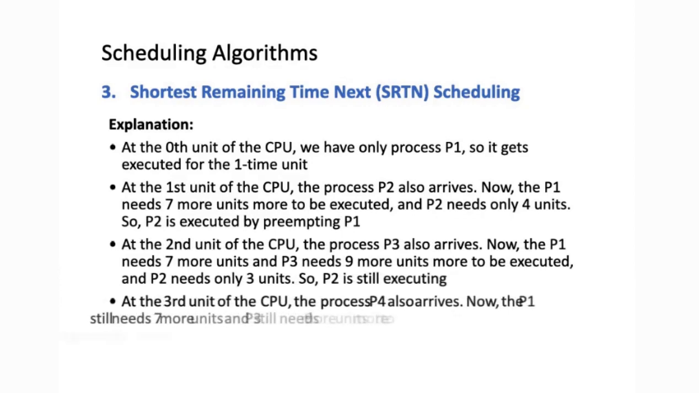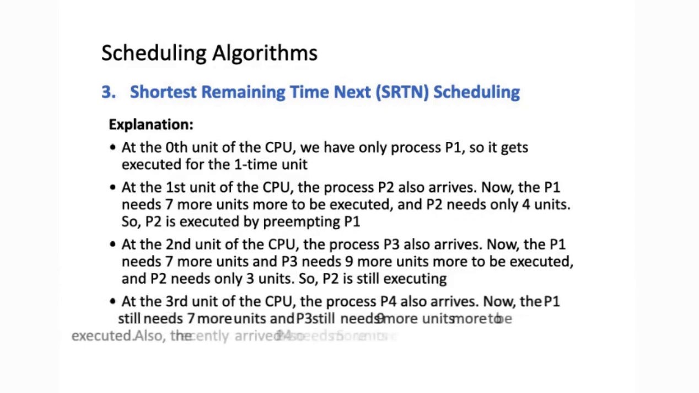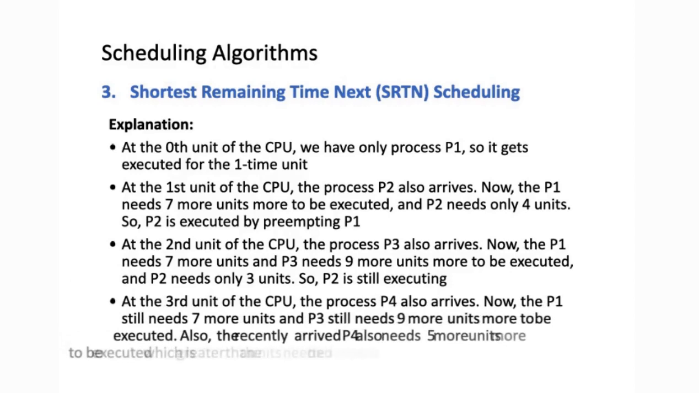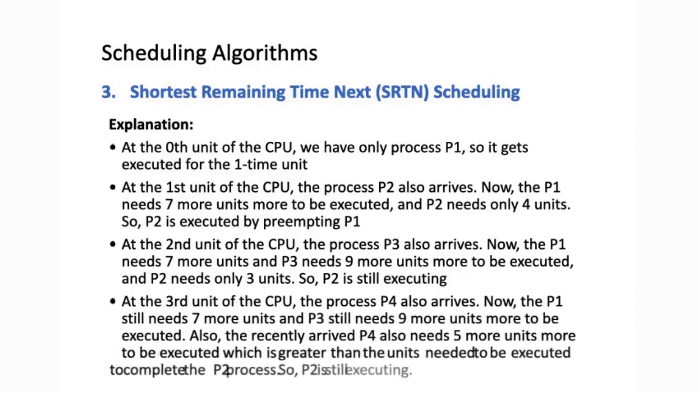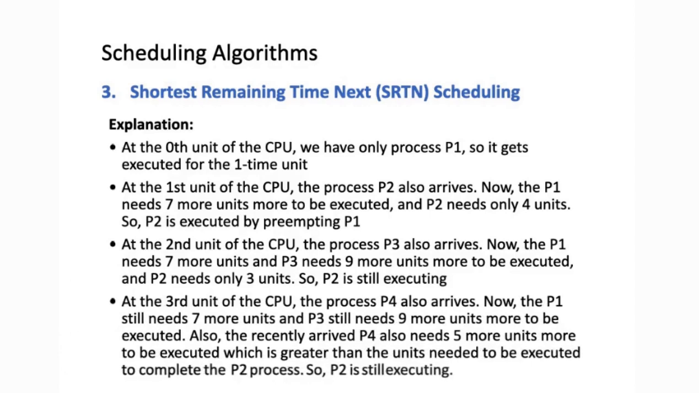After that, at the second unit of the CPU, the process P3 also arrives. Now, P1 needs 7 more units and P3 needs 9 more units to be executed, and P2 needs only 3 units. So, P2 is still executing.